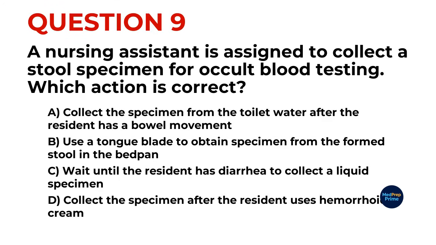A nursing assistant is assigned to collect a stool specimen for occult blood testing. Which action is correct? Option A, collect the specimen from the toilet water after the resident has a bowel movement. Option B, use a tongue blade to obtain specimen from the formed stool in the bedpan. Option C, wait until the resident has diarrhea to collect a liquid specimen. Option D, collect the specimen after the resident uses hemorrhoid cream.